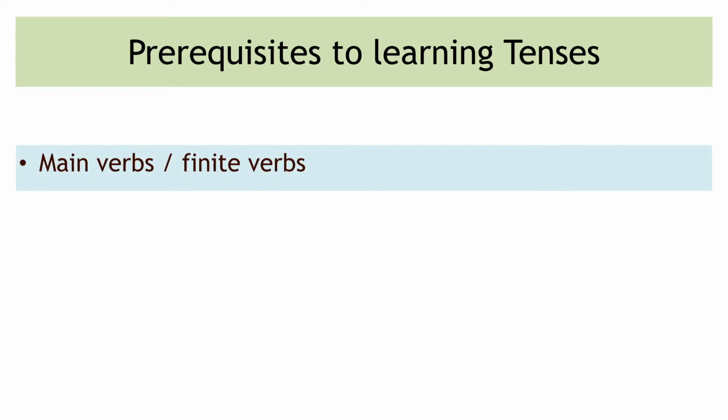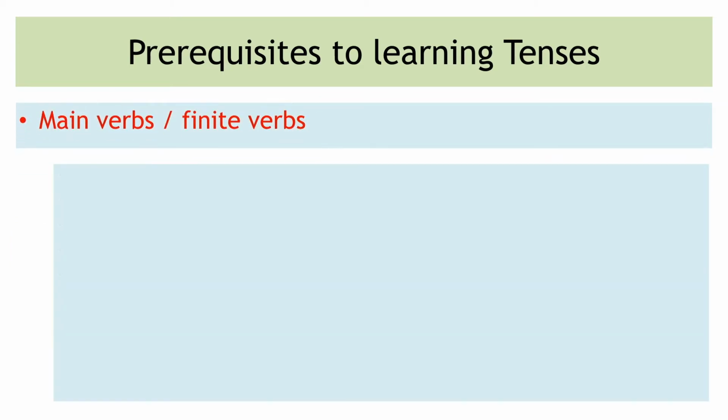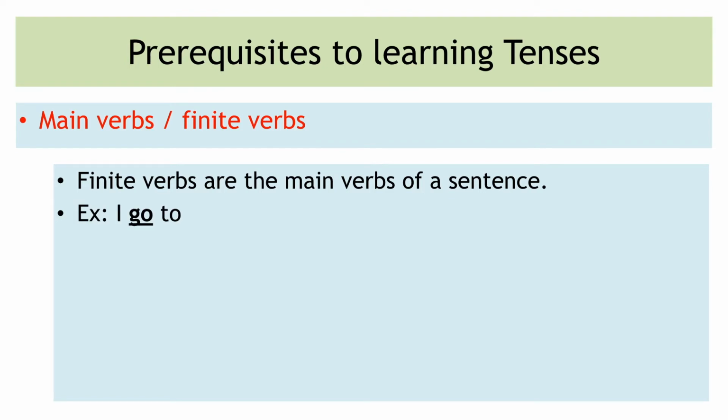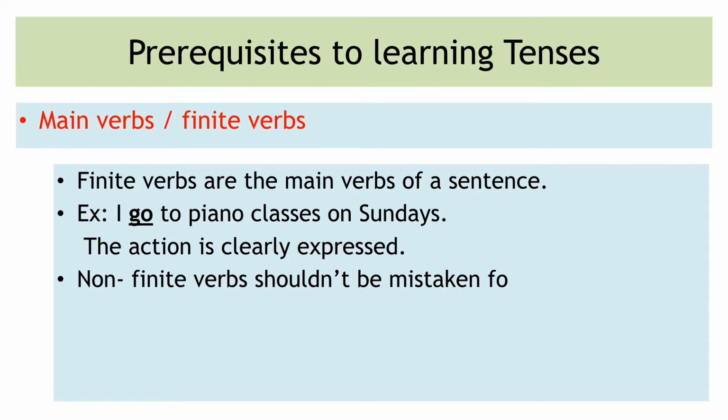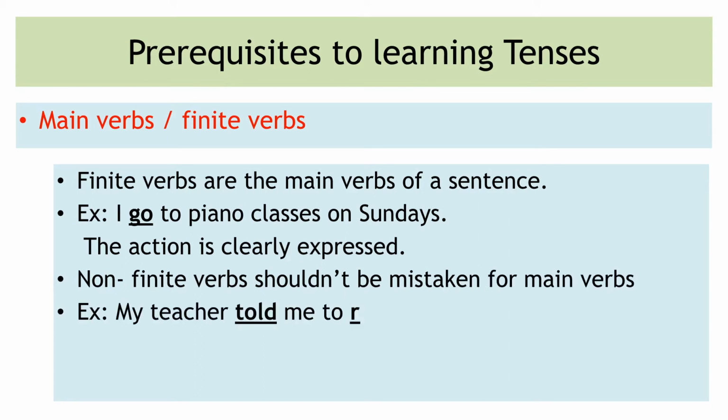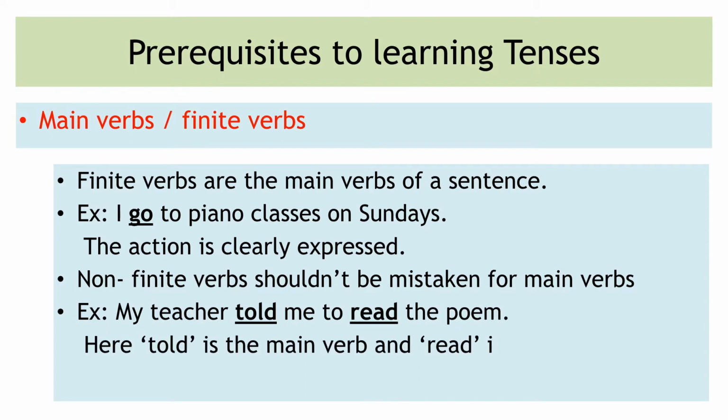Main verbs or finite verbs take the main or the important role in the sentence. Example: I go to piano classes on Sundays. The action is clearly expressed here, but non-finite verbs shouldn't be mistaken for main verbs. For example, my teacher told me to read the poem. Here, told is the main verb and not read, because read is the infinitive.